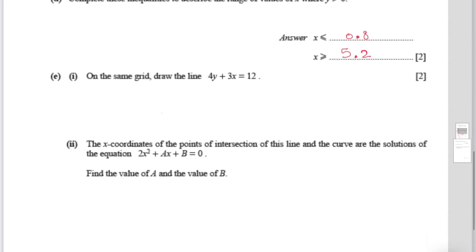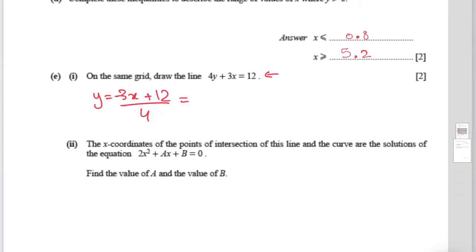Okay, let's do the next part. On the same grid, draw the line 4y plus 3x equal to 12. First of all, let's convert this equation into a standard equation, which would look like this. Y is equal to negative 3x plus 12 over 4. I hope this is correct.